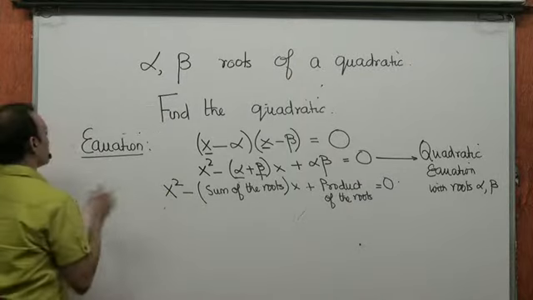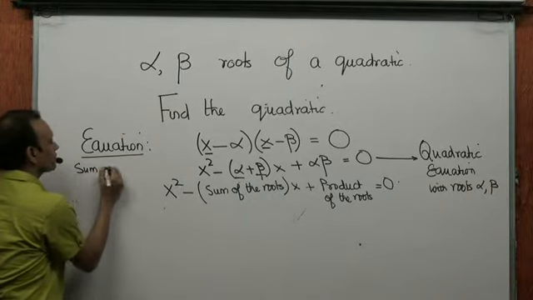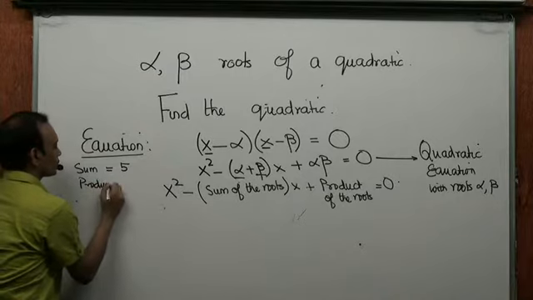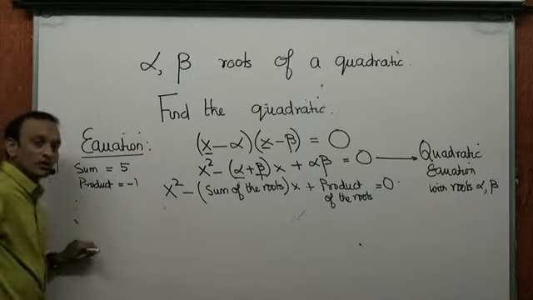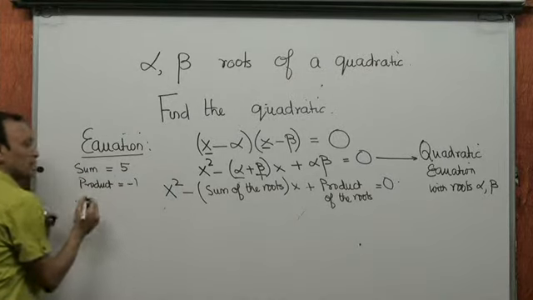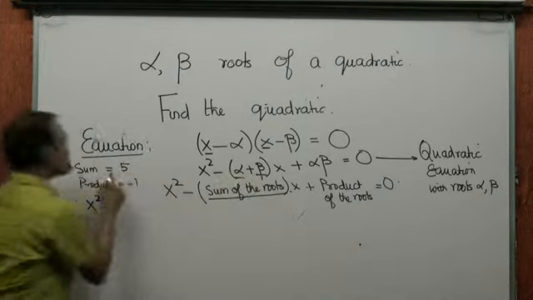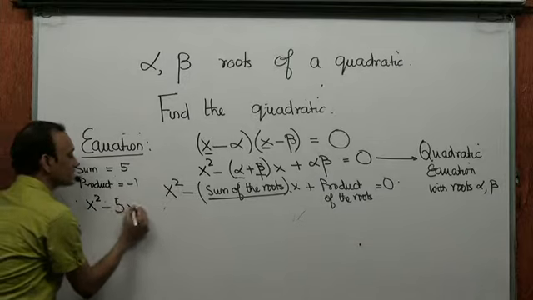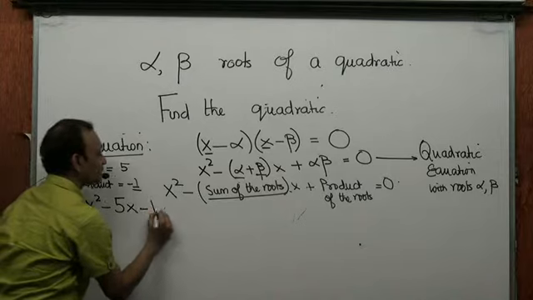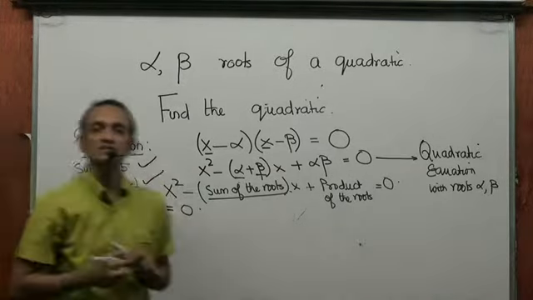For example, if someone said the sum of the roots of a quadratic is 5 and the product of the roots of the quadratic is minus 1, suppose. Find the quadratic. What would we do? We'll say x square minus sum of the roots, which is 5, into x plus product of the roots, which is minus 1, equal to 0, is a quadratic whose sum of the roots is 5 and product of the roots is minus 1.